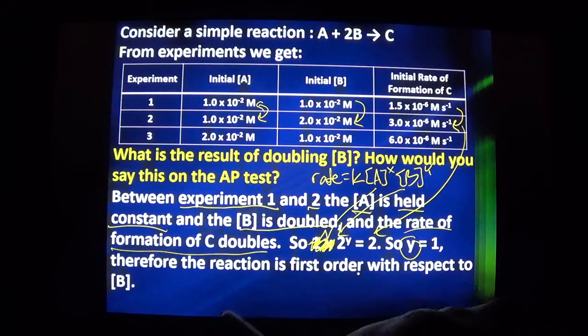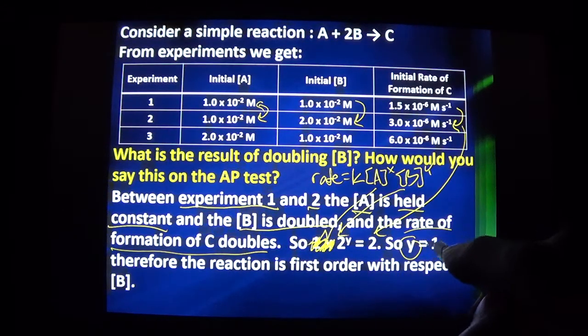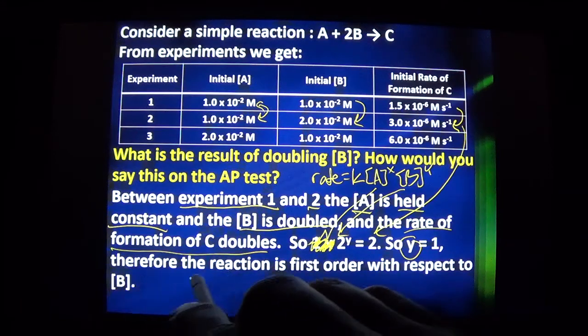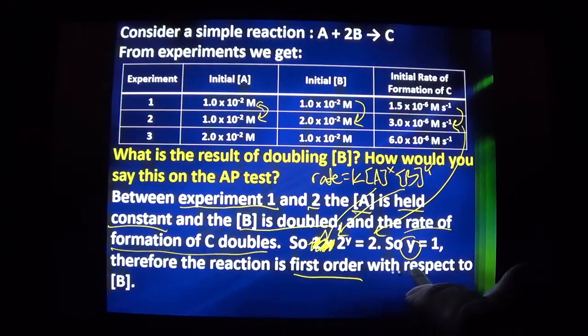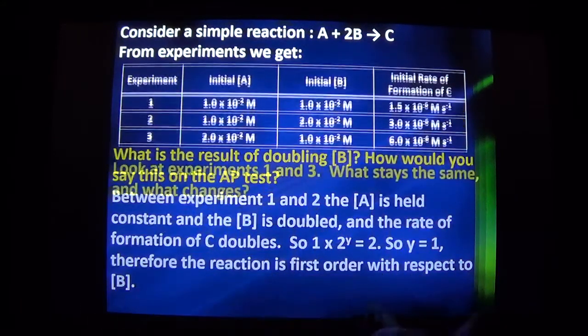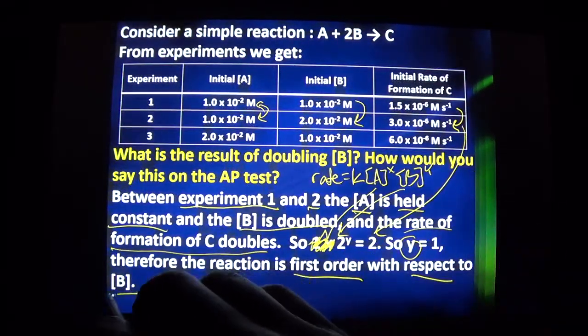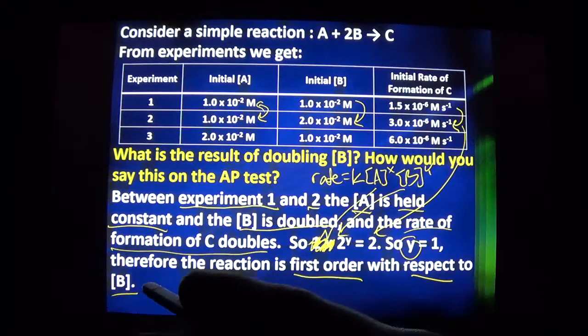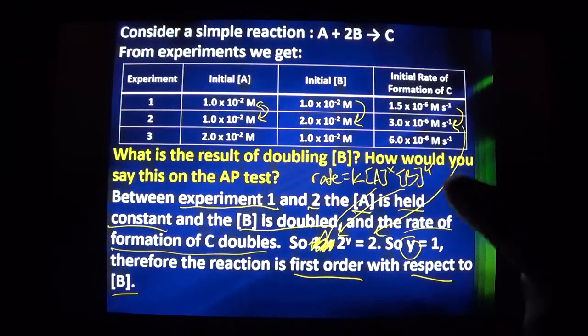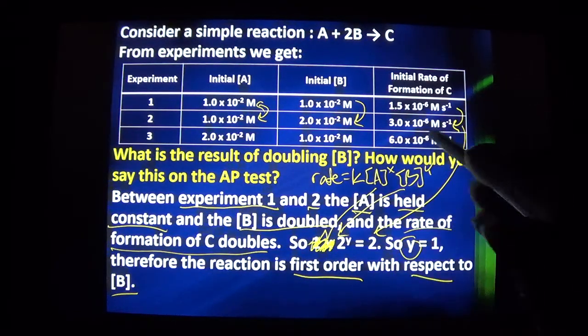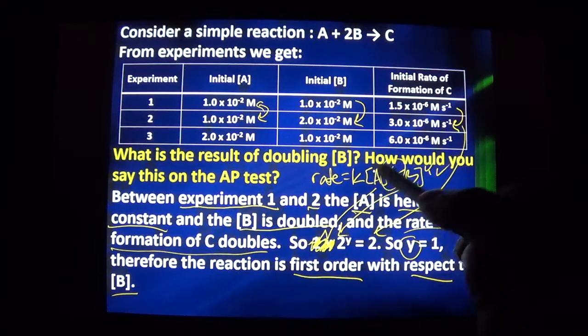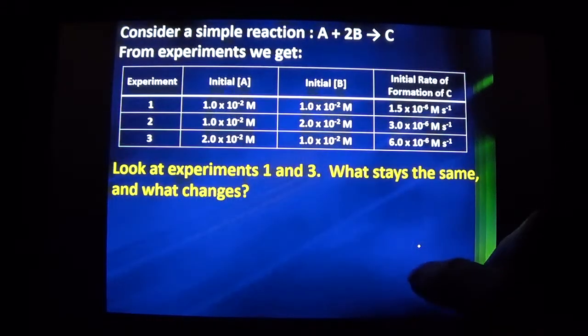What do I know? And I like to say this again, even after saying y equals 1, I say, therefore, the reaction is first order with respect to B. That's the vocabulary you'd want to use in that case. First order with respect to, and then in this case, B. Okay, so now I know y. Check. I don't know x yet, so we need to do it again.